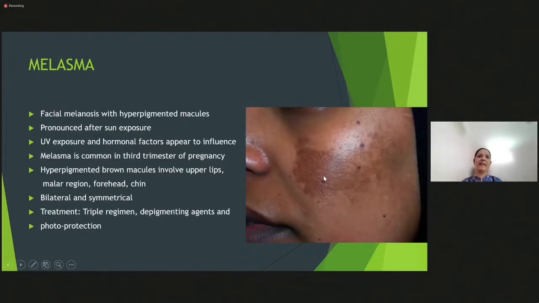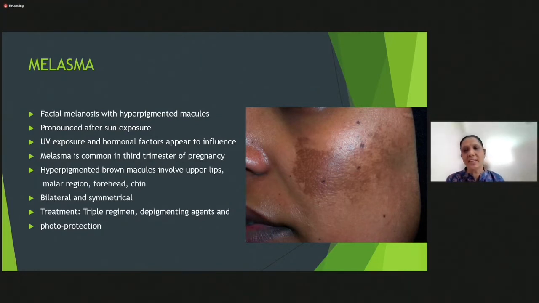Main exposure to sun is the main cause. Some people develop it during pregnancy also. So this requires this pigmentation to be removed. There are two options. Either you can use only hydroquinone or sunscreens, or you can add a triple regimen.